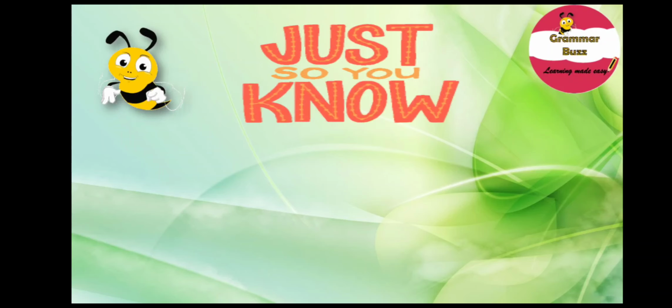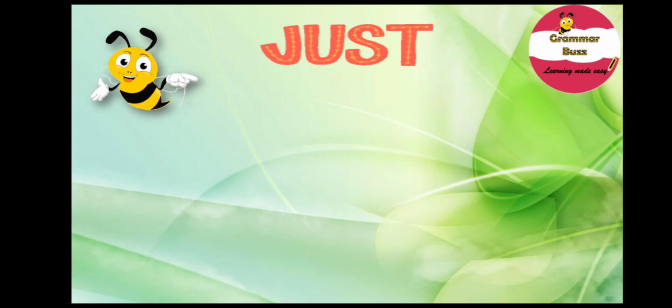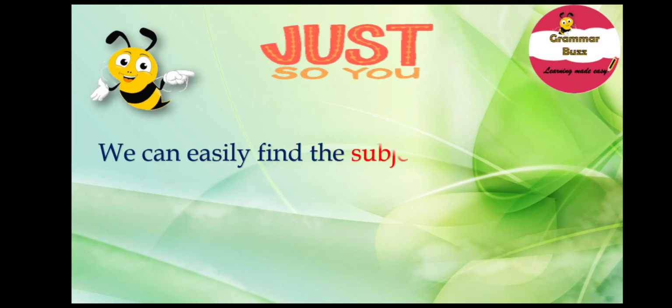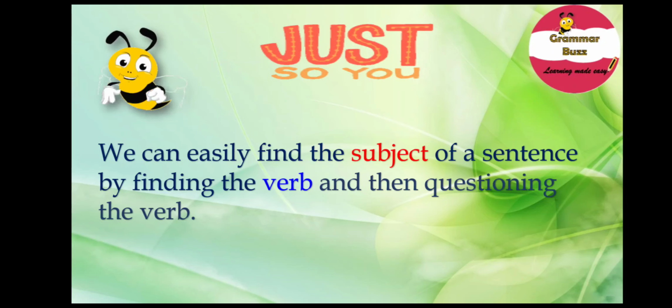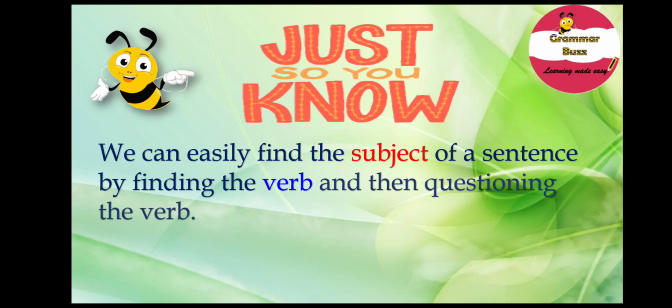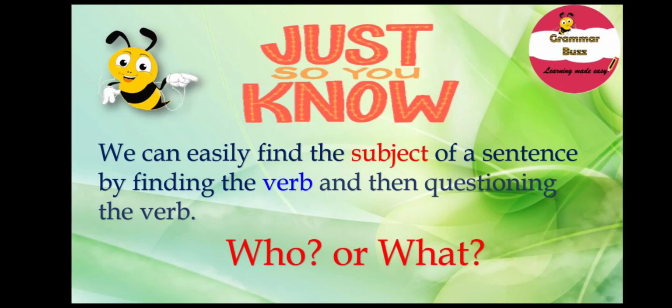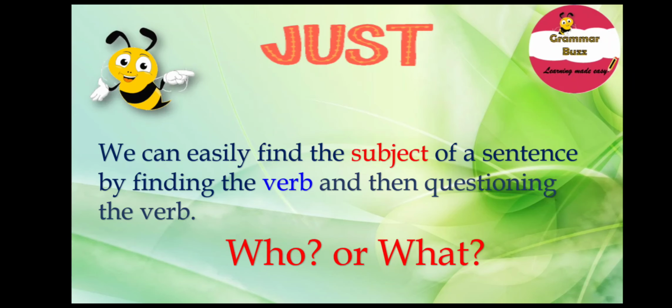Well, that's a big question. How do we find the subject of a sentence? And we really need to know the subject of a sentence in order to identify active and passive voice. Well, we can easily find the subject of a sentence by finding or spotting the verb in a sentence first and then questioning the verb who or what. Remember, first spot the verb and then ask the question who or what to find the subject.